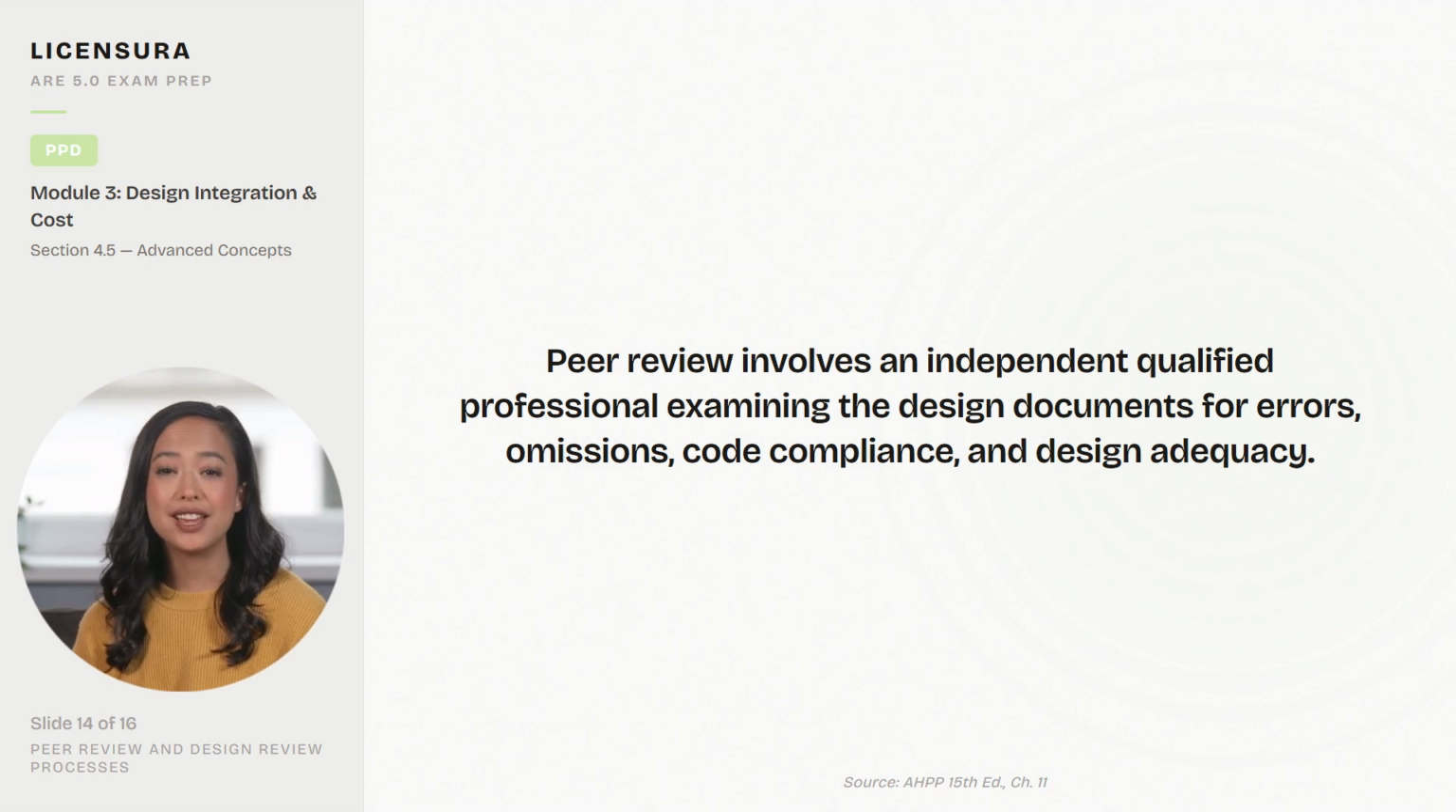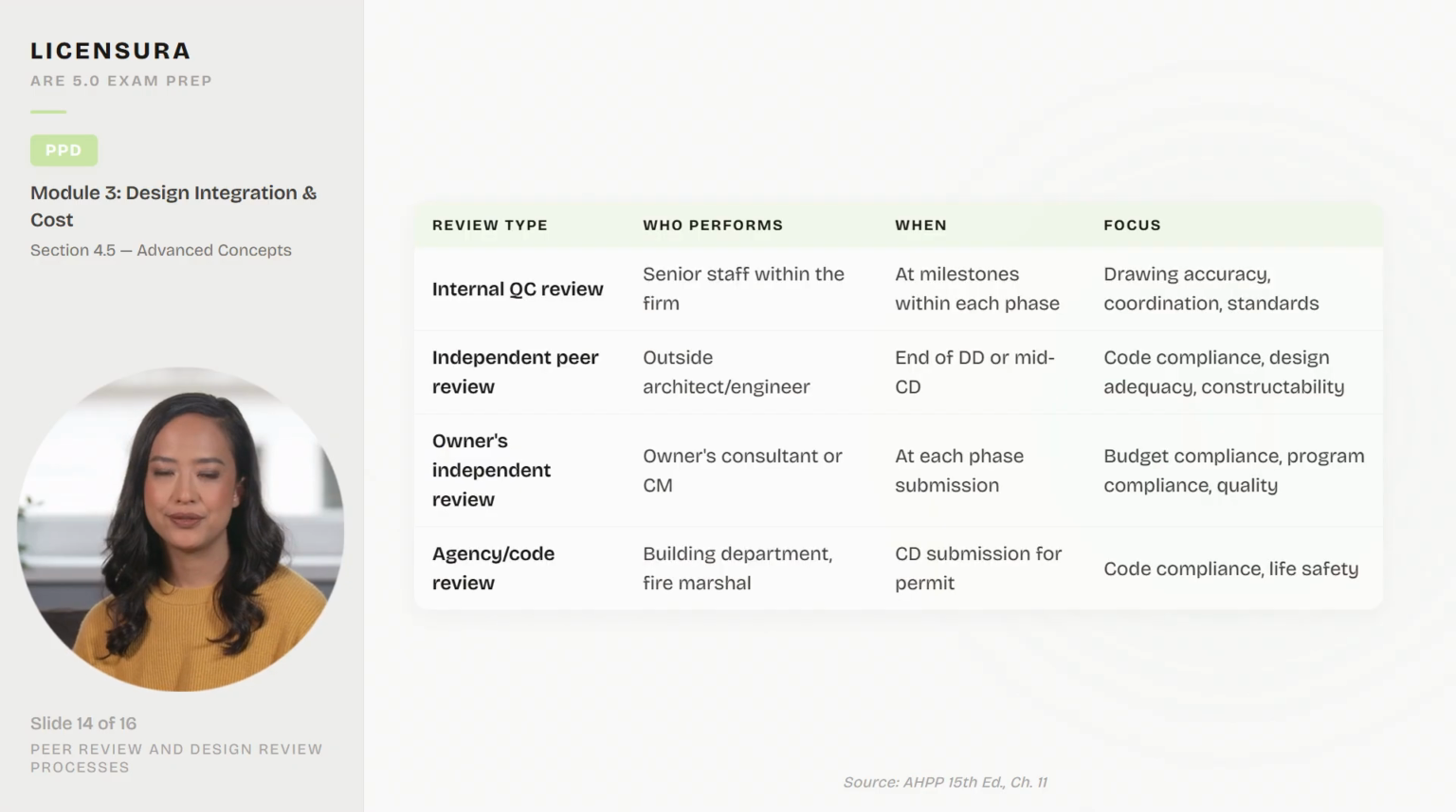Peer review involves an independent, qualified professional examining the design documents for errors, omissions, code compliance, and design adequacy. It is different from internal QC. Peer reviewers bring fresh perspective and are not invested in the design decisions. This table distinguishes 4 types of design review by who performs them and what they focus on.